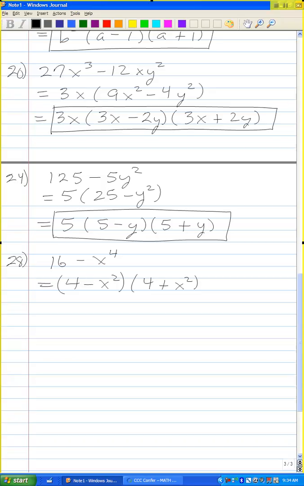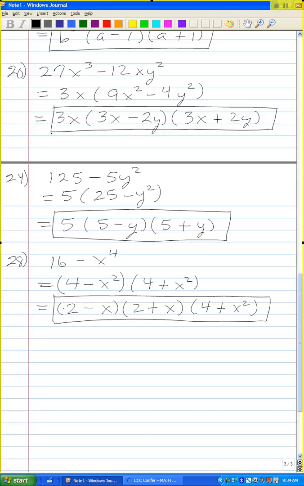Now, 4 minus x squared, well, that's also a difference of squares. Square root of 4 is 2. Square root of x squared is x. Multiplied by the same thing, except change your minus to plus. 4 plus x squared, well, that's the sum of squares, so I cannot factor that over the reals, so I'm done. We only want to factor over the integers in this particular case.